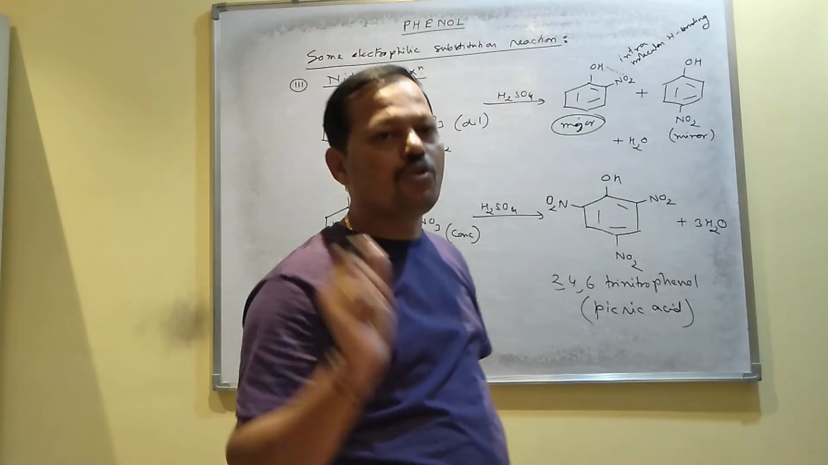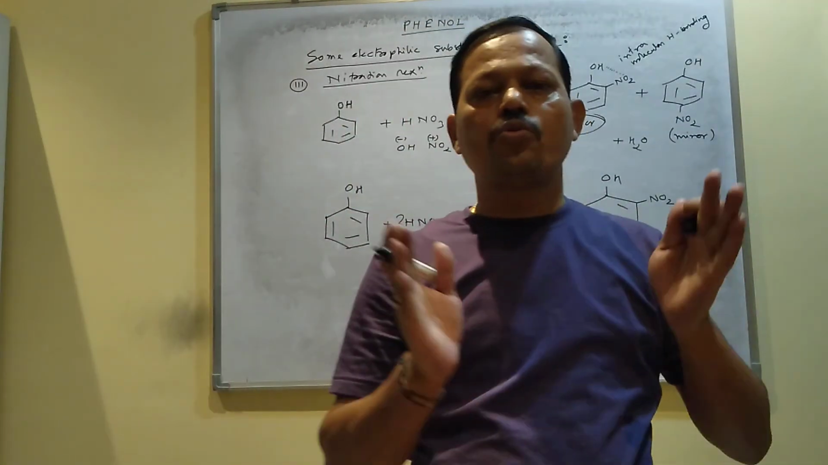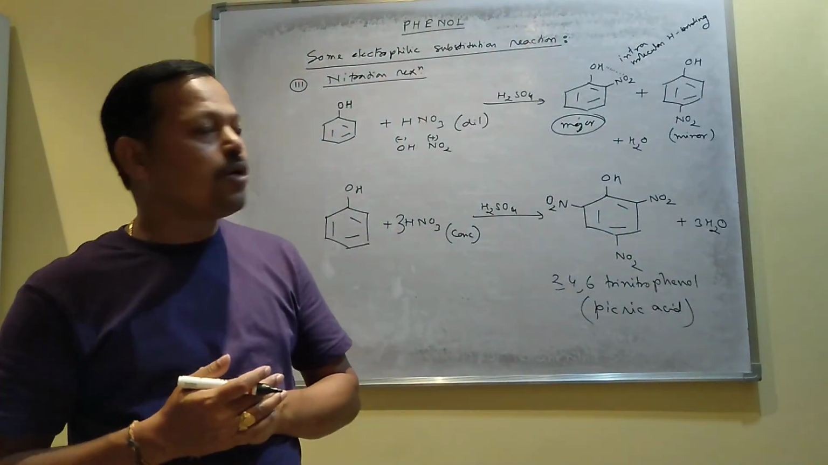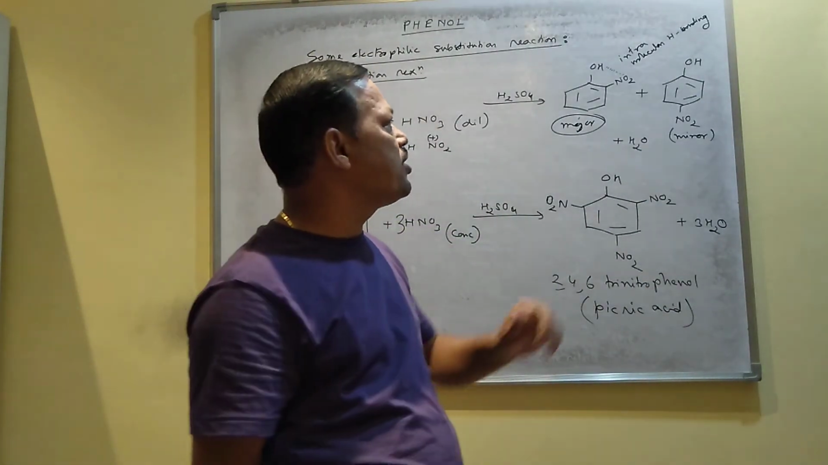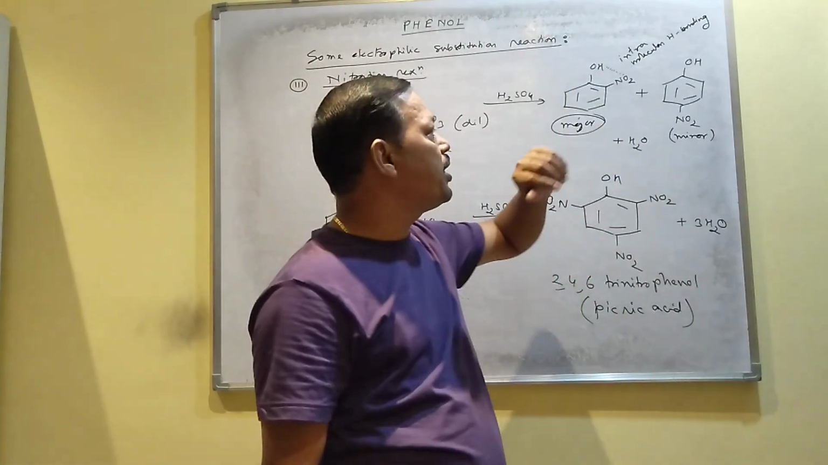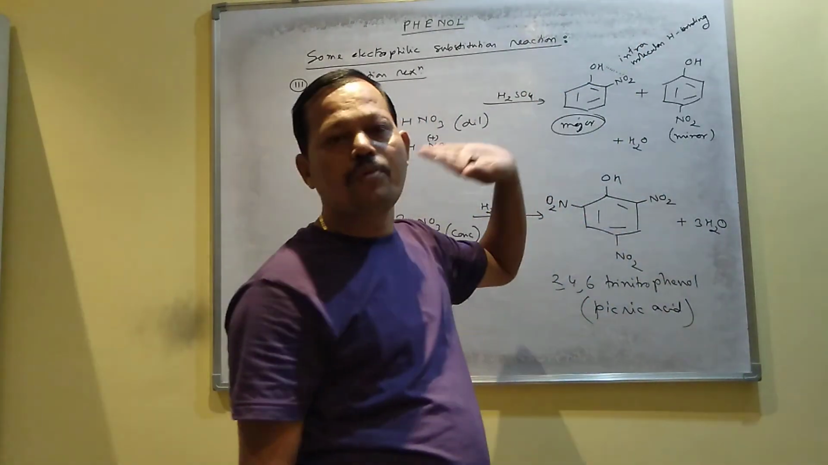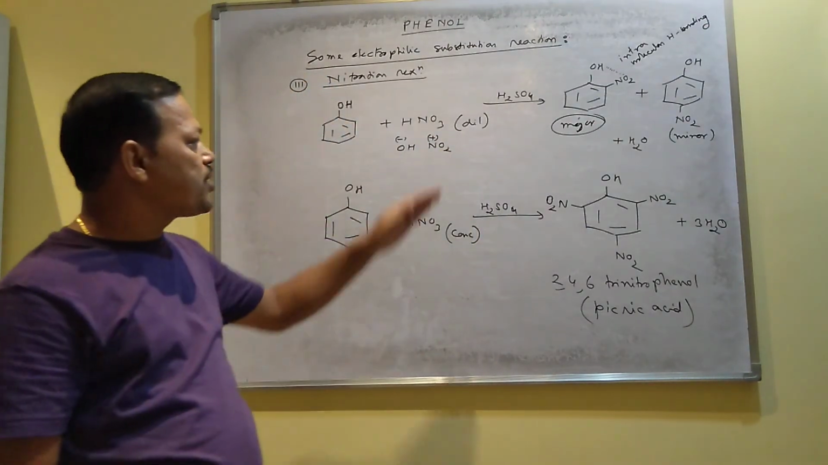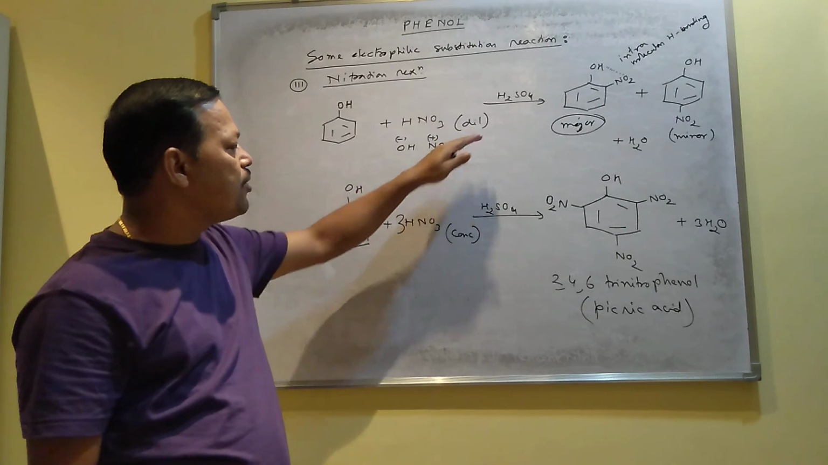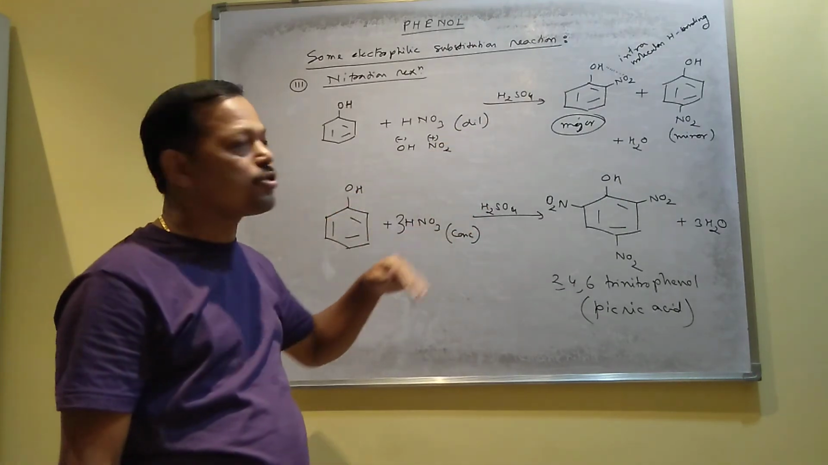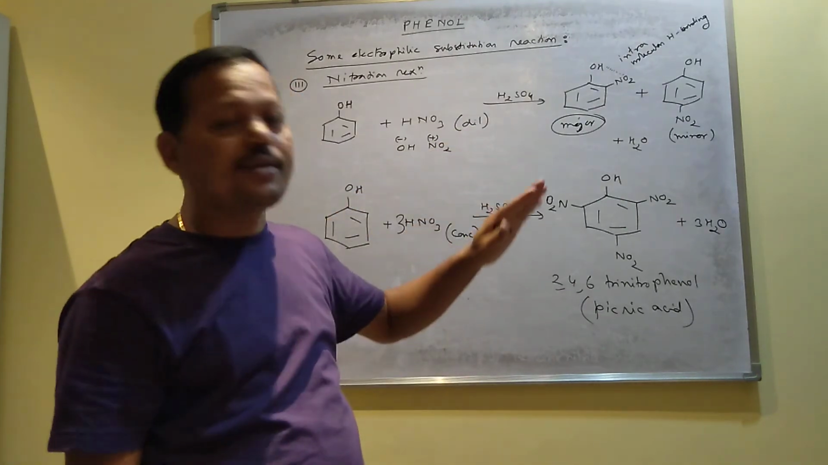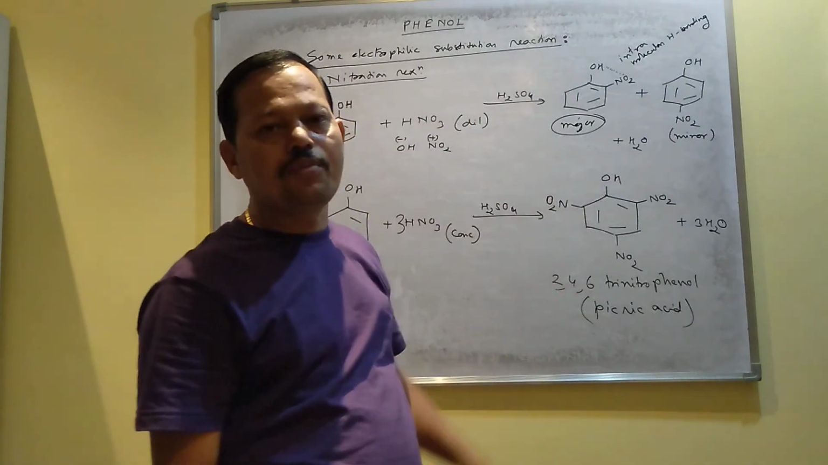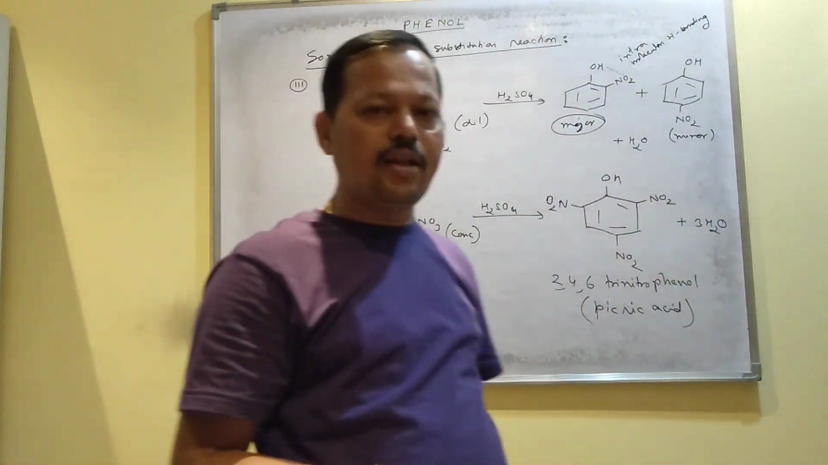So you should know one thing: in some cases ortho may be the major product, and in some cases para may be the major product. Those compounds in which there is a possibility to form intramolecular hydrogen bonding, in that type of cases ortho may be the major one. Otherwise para is always major, and it depends on the condition whether you have applied dilute or concentrated acid. Based on that also you may get different products. So these reactions you have to learn. You should learn about the reagent, you should learn about the products, then you can write the answer in exam.